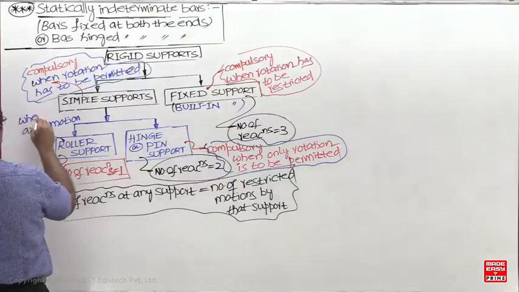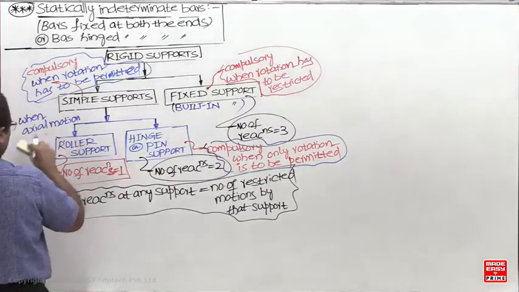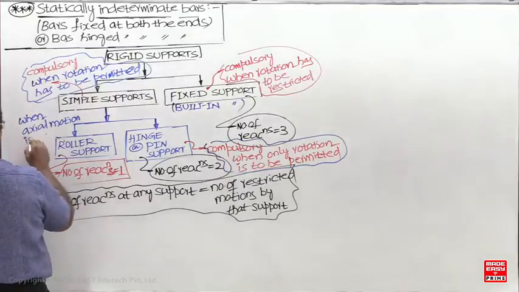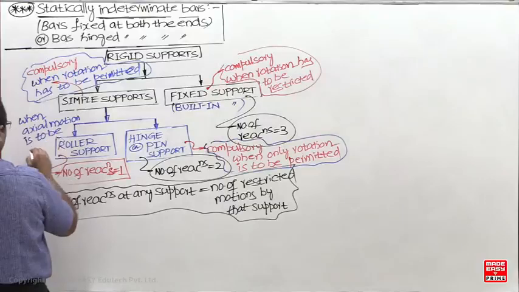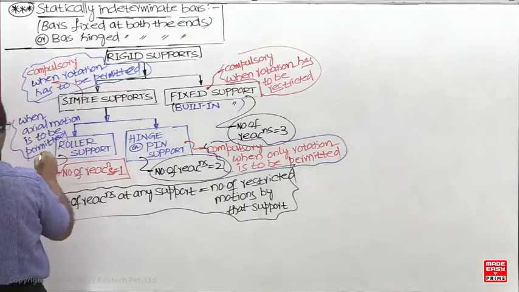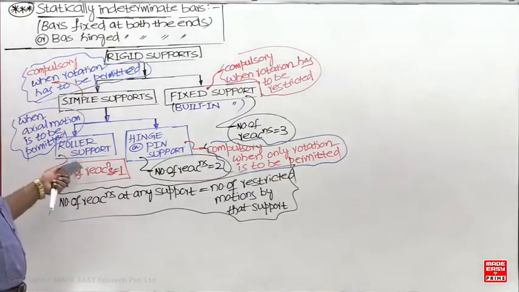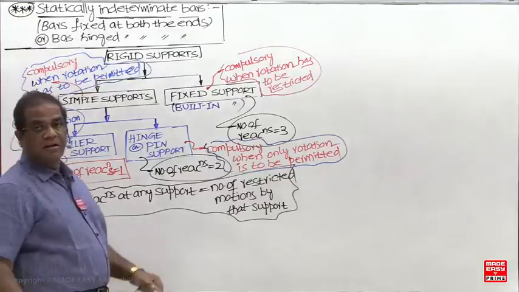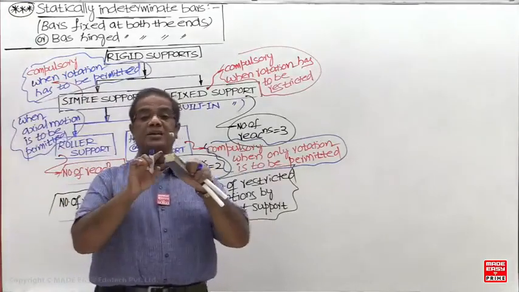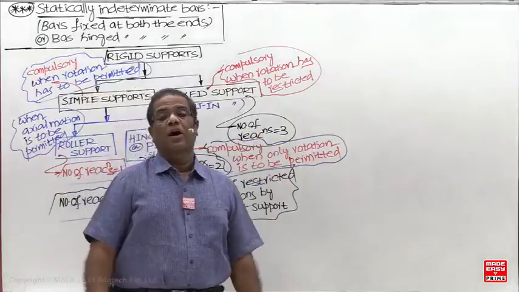A roller support is compulsory when axial motion is to be permitted. Once again I am discussing a horizontal member. General beams are horizontal. So all my conclusions are valid for a horizontal member.